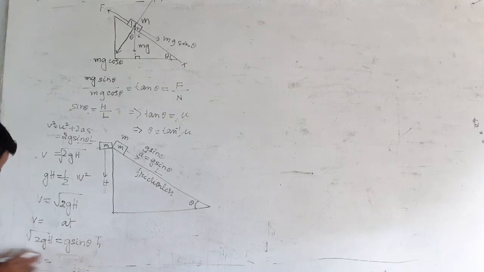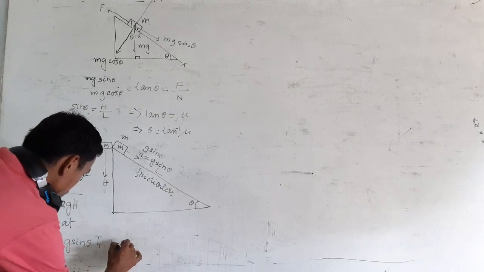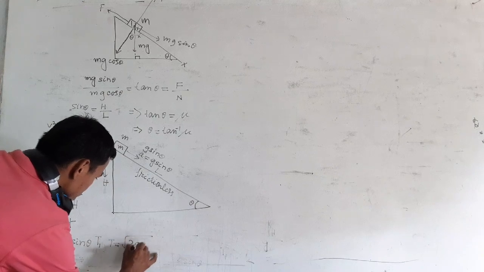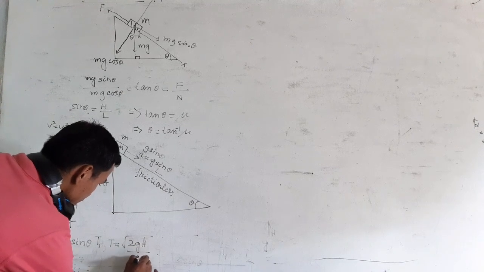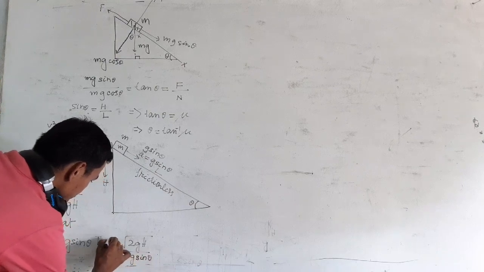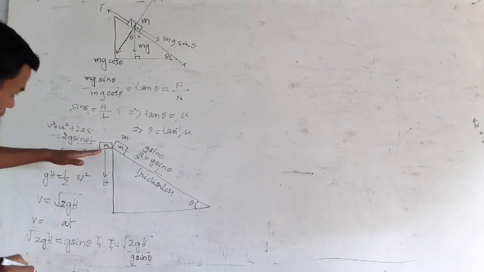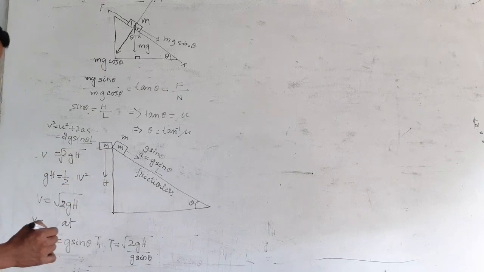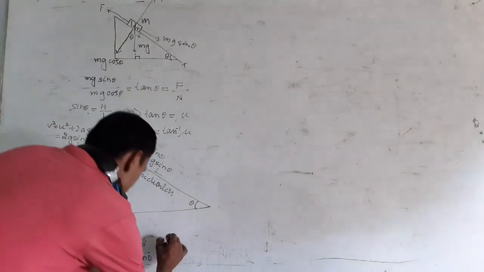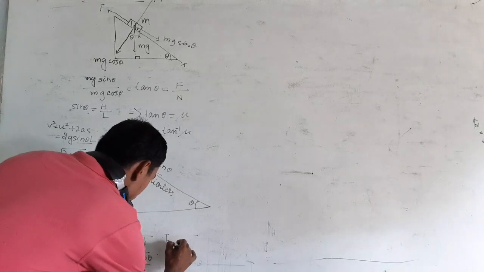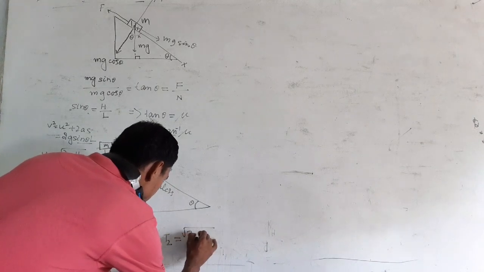t1 is equal to root over 2gh divided by g sine theta. This is the expression for the time taken. Again, for the mass falling vertically downwards, the acceleration is g only. Therefore, time taken by the body falling vertically, t2, is equal to root over 2gh divided by g only.